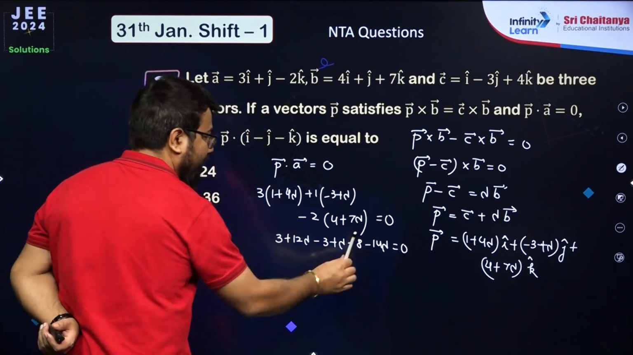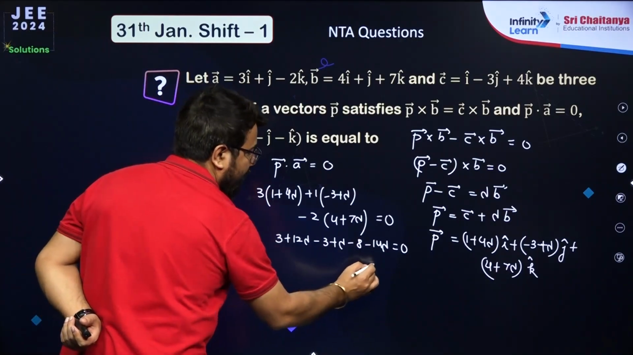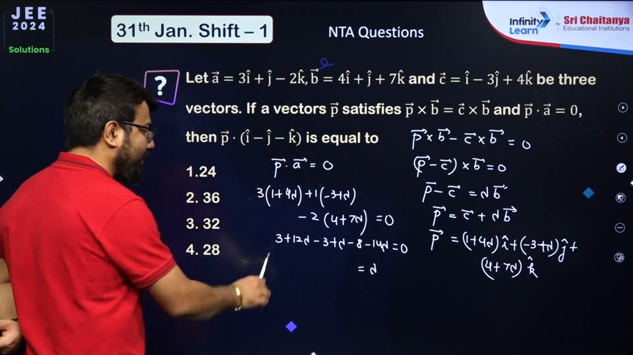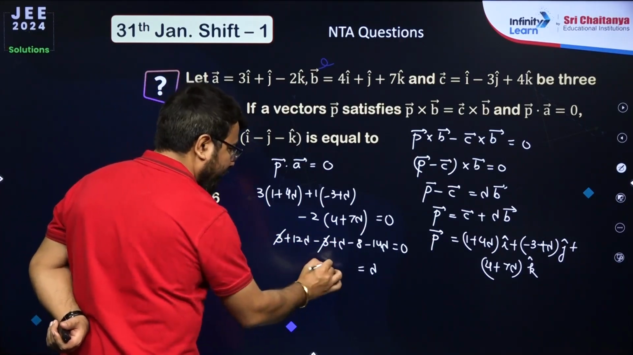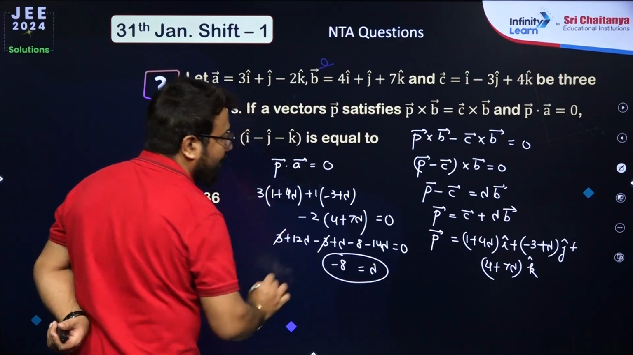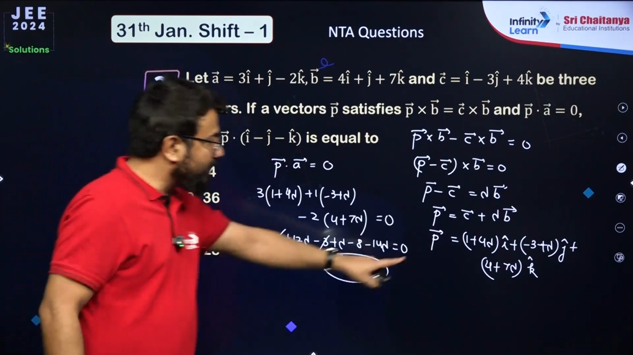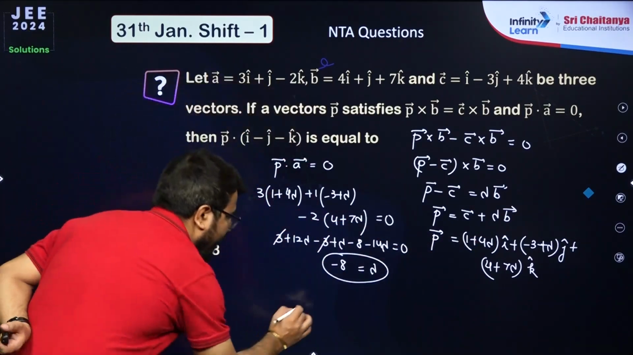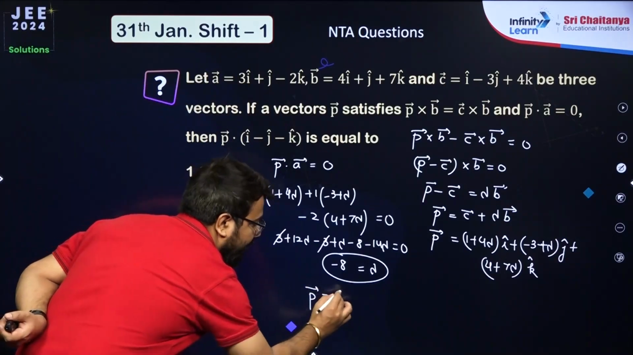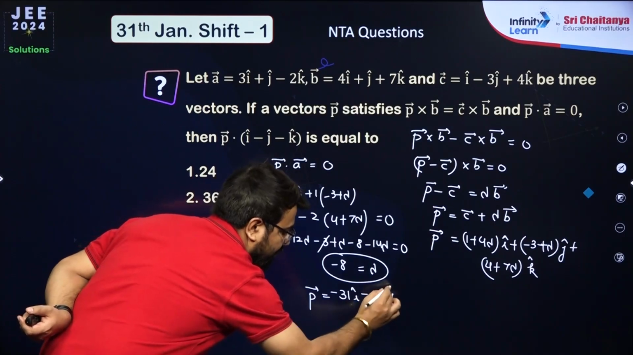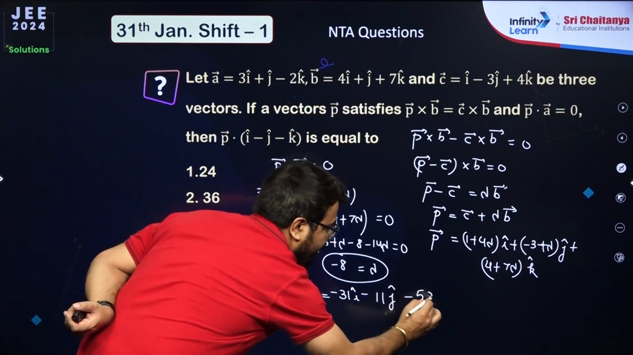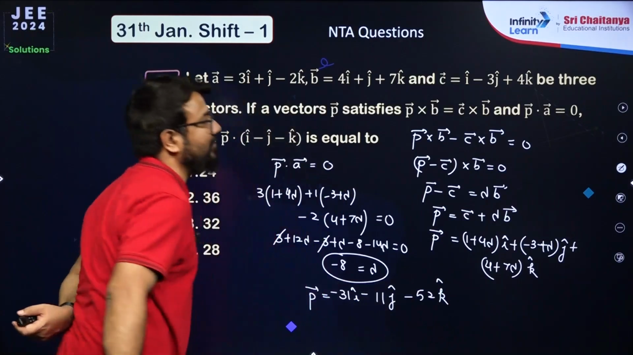So 13 lambda minus 14 lambda. So that will give us lambda on the right hand side. 3 and 3 are getting cancelled, and here we are able to generate minus 8. So I got the value of lambda as minus 8. If I substitute here lambda as minus 8, I will be able to get P vector as minus 31i, minus 11j, and minus 52k. This is the P vector.